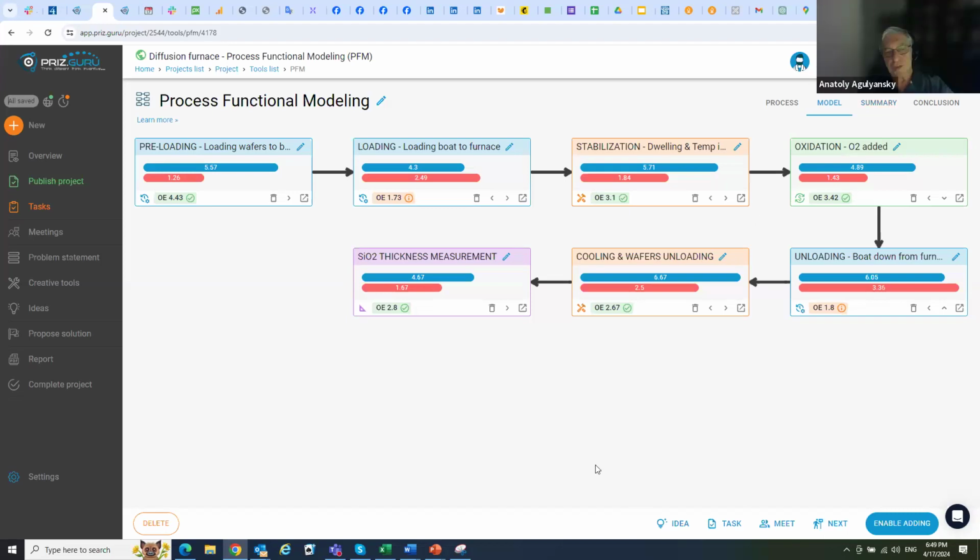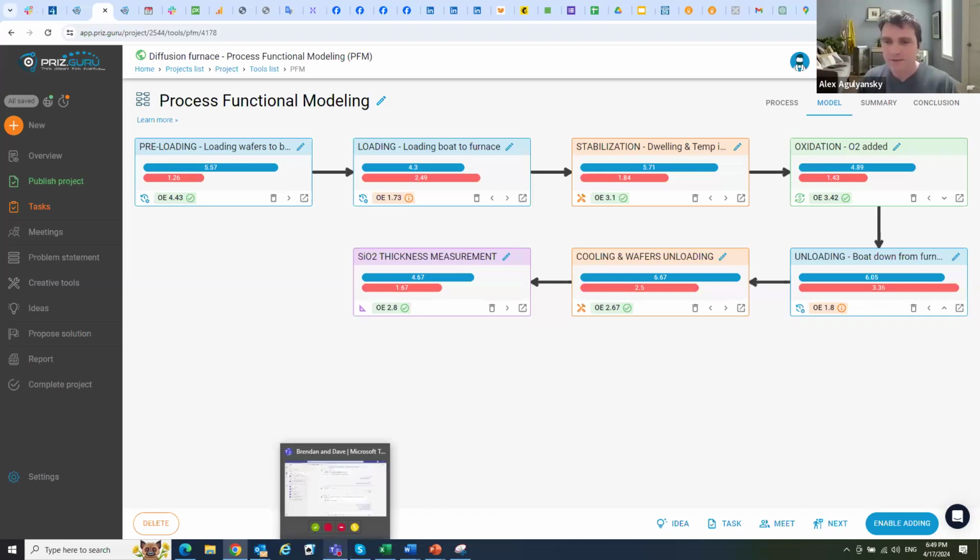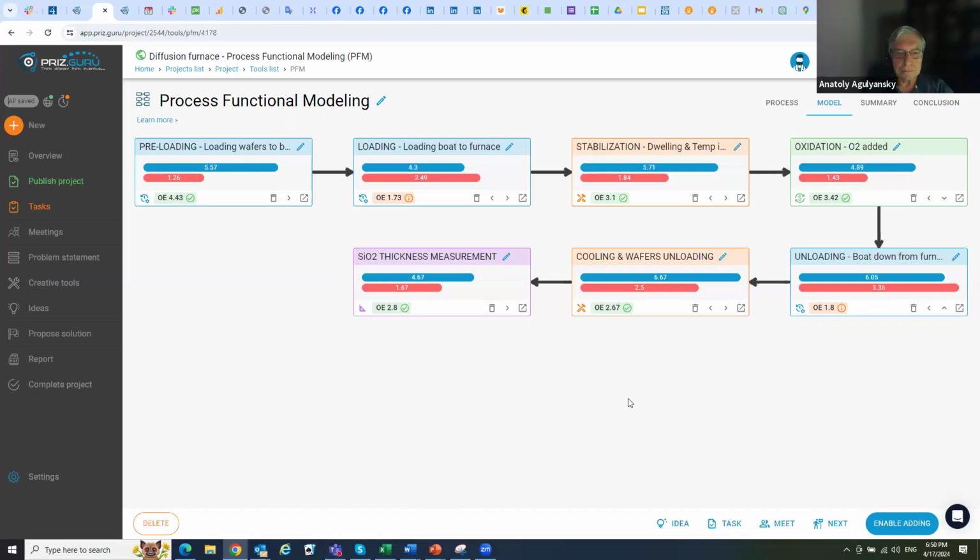Yeah, great. Thank you. There is a question from Sergio. I can see the cause investigation of the lower wafer thickness. Saving, that's kind of an investigation done with other tools. So yeah, Sergio, in here we focus specifically on the functional modeling, right?